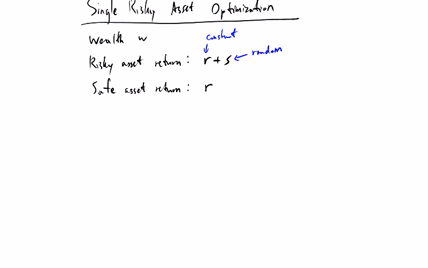S is what we call a risk premium. It's the additional return you get for taking on risk. To be more precise, I would say the average of it is the risk premium. That's what you get for taking on the risk.